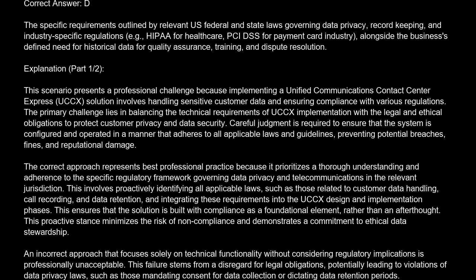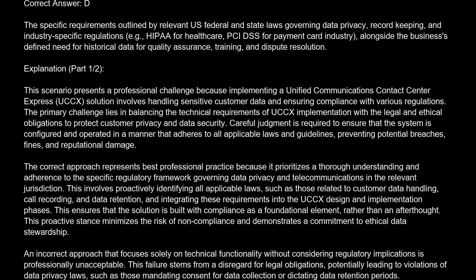This scenario presents a professional challenge because implementing a Unified Communications Contact Center Express UCCX solution involves handling sensitive customer data and ensuring compliance with various regulations. The primary challenge lies in balancing the technical requirements of UCCX implementation with the legal and ethical obligations to protect customer privacy and data security. Careful judgment is required to ensure that the system is configured and operated in a manner that adheres to all applicable laws and guidelines, preventing potential breaches, fines, and reputational damage.